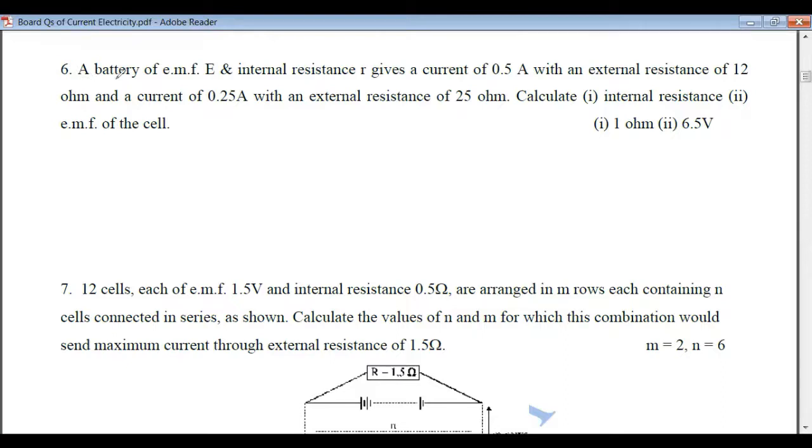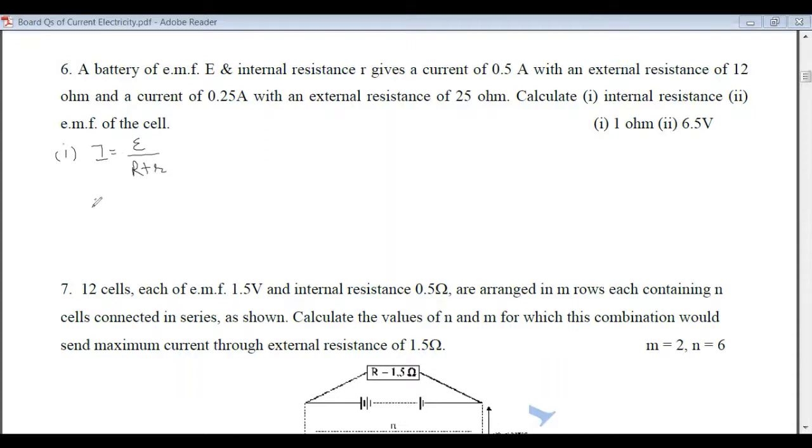Question number 6 is, a battery of EMF E and internal resistance small r gives a current of 0.5 amperes when the external resistance is 12 ohm, and it gives a current of 0.25 amperes when the external resistance is 25 ohms. Here you have to calculate the internal resistance and EMF of the cell. We know that the current is equal to EMF upon the external resistance, which is in series with the internal resistance of the cell.